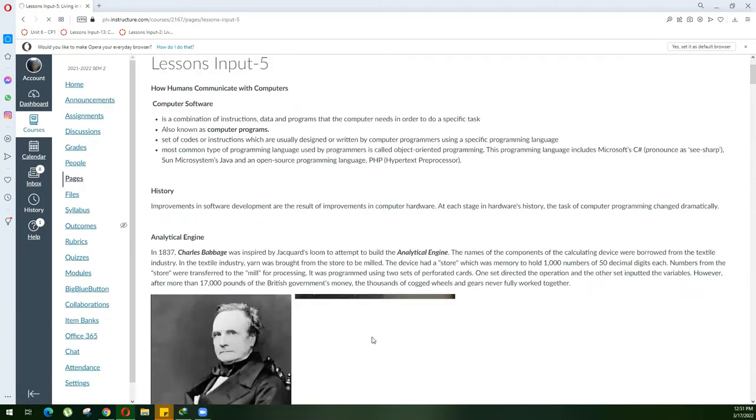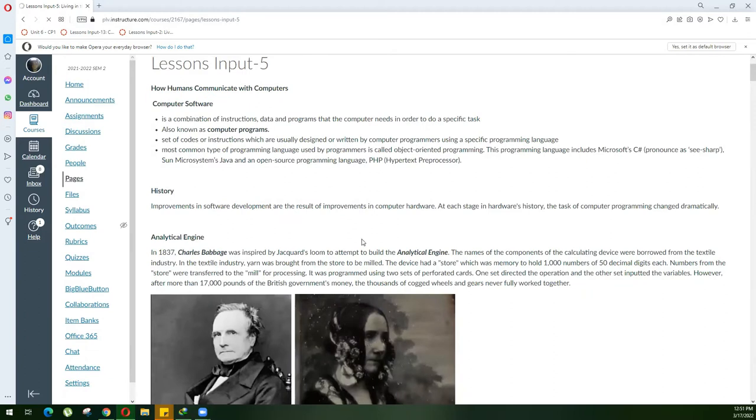So, how humans communicate with computers. When we say computer software, it is a combination of instructions, data, and programs that the computer needs in order to do a specific task. It is also known as computer programs. They are a set of codes or instructions designed or written by computer programmers using a specific programming language. That programming language can be high-level or low-level. The most common type of programming language used by programmers is object-oriented programming, which is considered a high-level programming language. This includes C#, Java, and the open source programming language PHP.